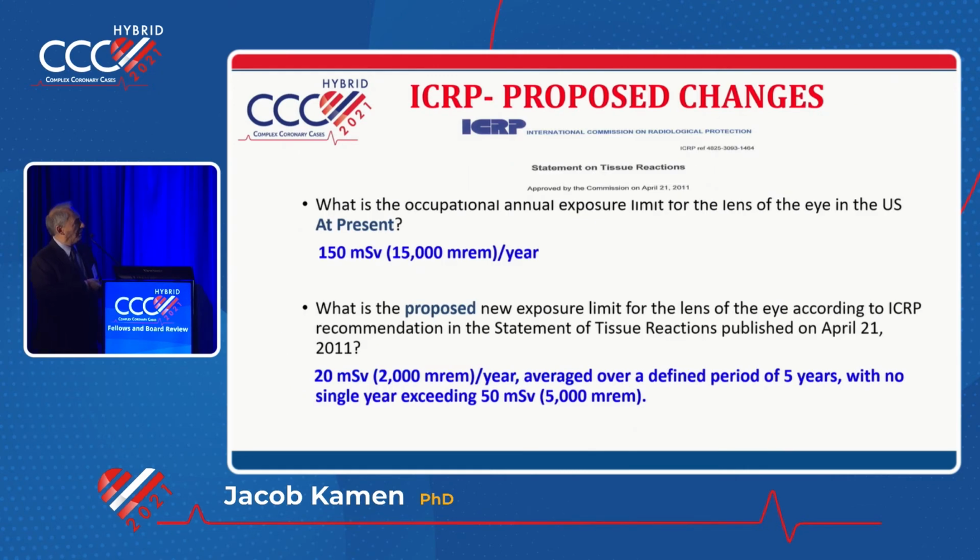ICRP started to say that right now you are getting 15 rem per year, or 15,000 millirem per year. But in England and Europe, they came up with another idea. They said you are not allowed to get more than 2 rem per year, averaged over 5 years, and each year you cannot get more than 5 rem. So they are making it more stringent in Europe than in the United States. In the United States, they could not pull that off, and your eye could still get 15 rem per year. Are you with me? Is that clear? 15 rem per year to your eye, you're allowed.